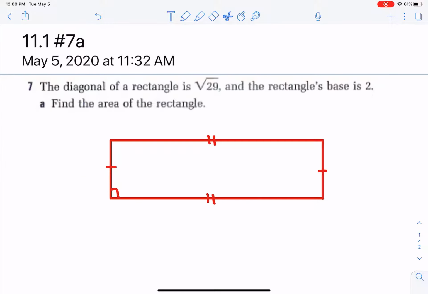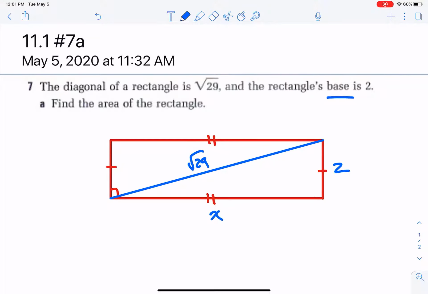So with this rectangle, let's fill in the diagonal. Mark it as the square root of 29. And since the rectangle's base is 2, remember that base isn't necessarily the bottom, or the height isn't necessarily the side. It's just we like to reference it that way because it makes sense to us in our world. But there's nothing wrong with saying that this on the right side is the base.